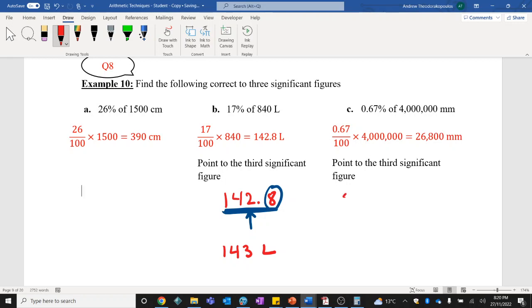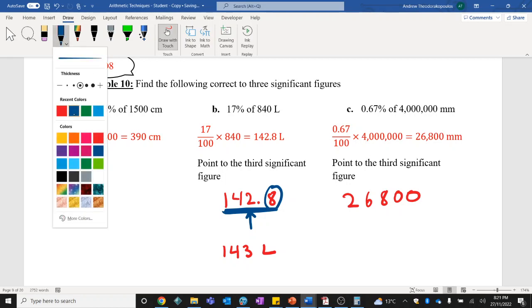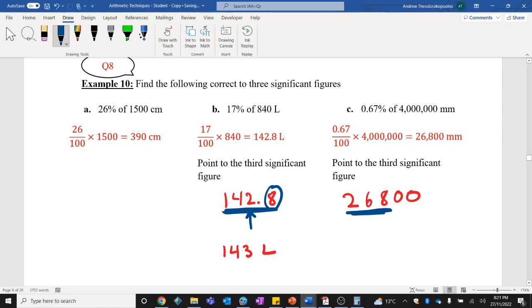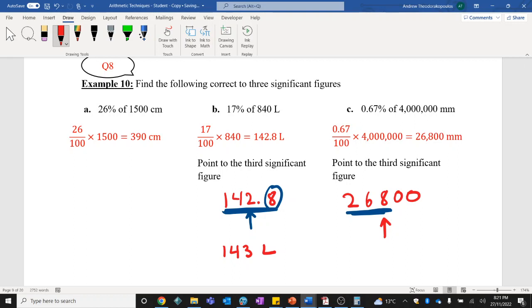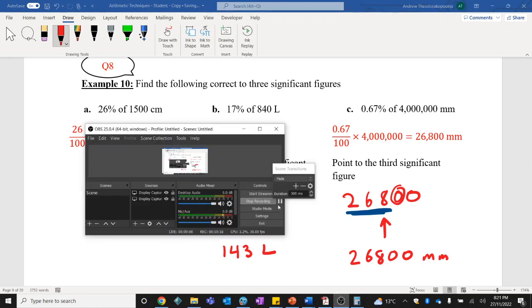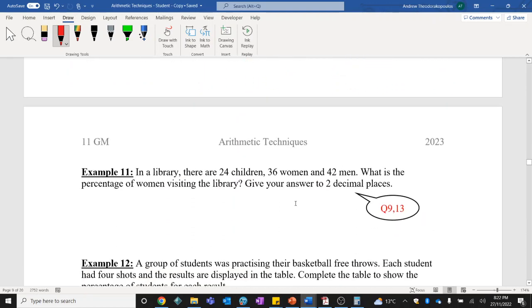This number here, let's write out again, 26,800. Which numbers are the significant ones? Well, it's only the first 3 that are significant because the rest are zeros, and it isn't a decimal. So we're going to point to the third number, circle the one after it. Now that's a low number, so we're just going to keep it as 268 and then the 2 zeros again, because we don't want to completely change the number. So this still is 3 significant numbers. Let's move on to the next question.